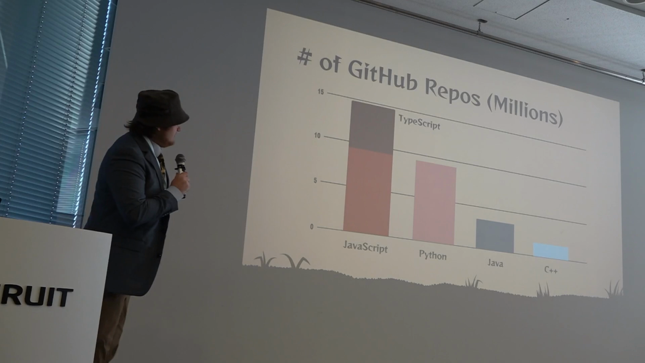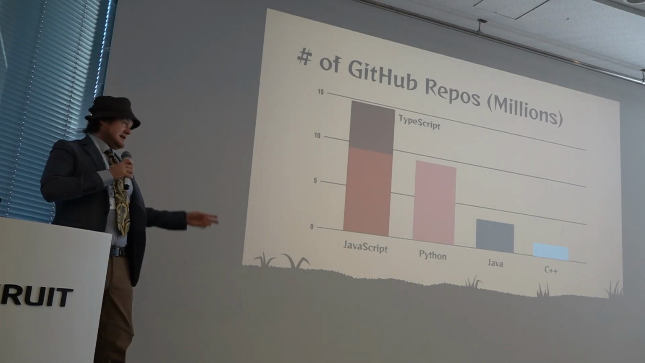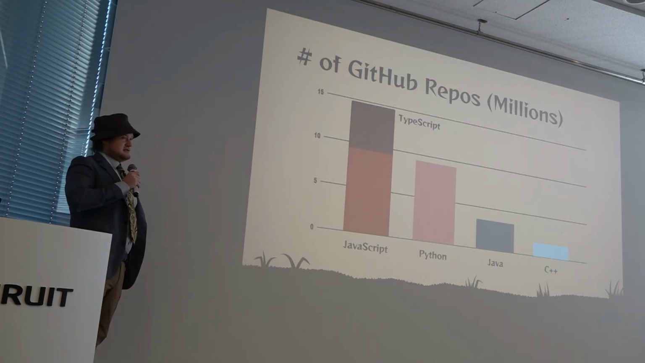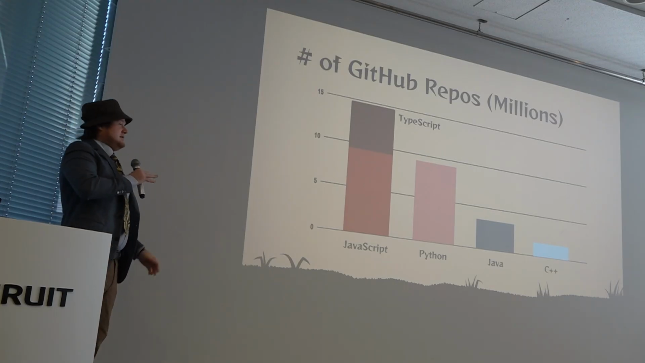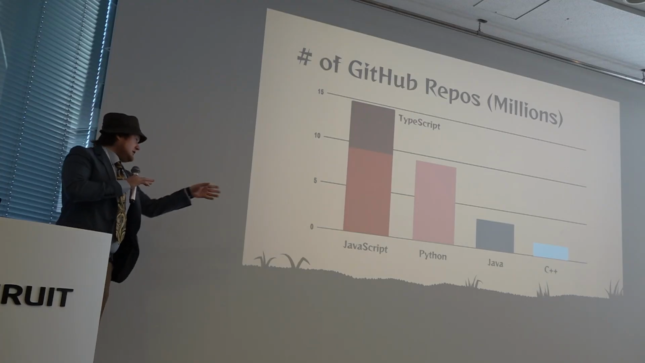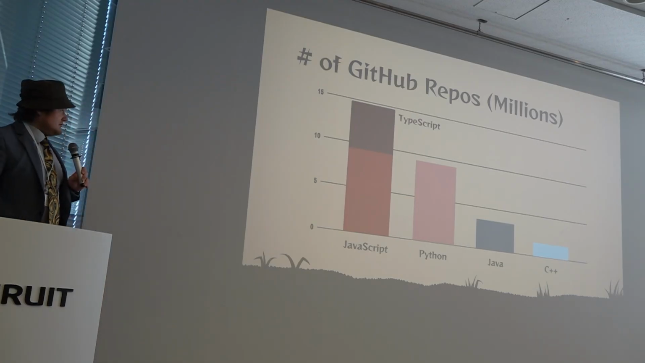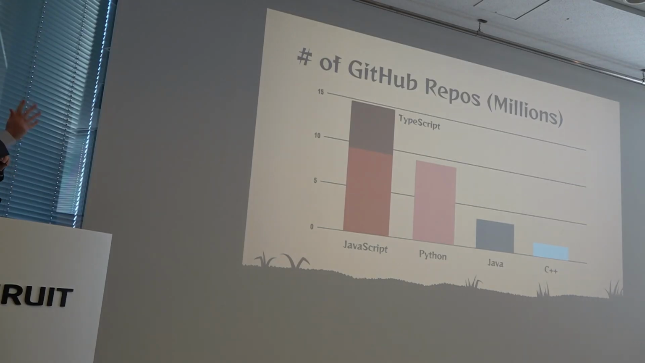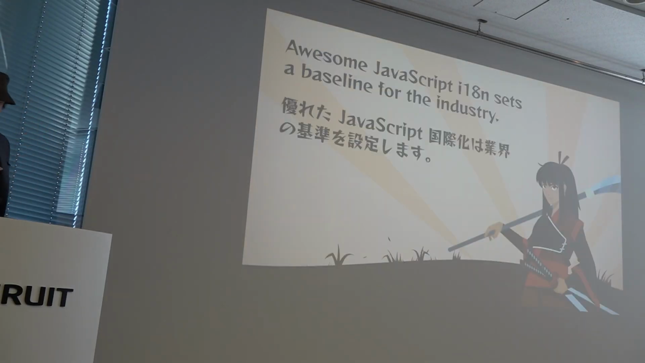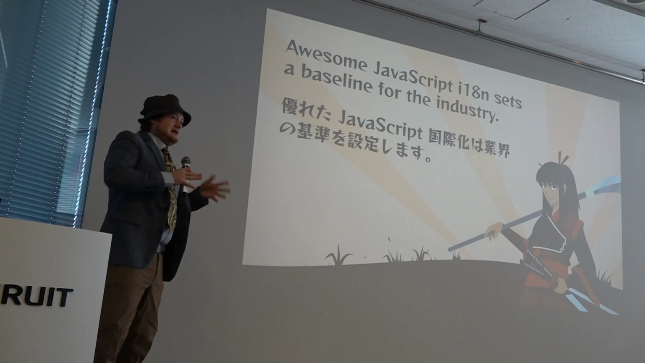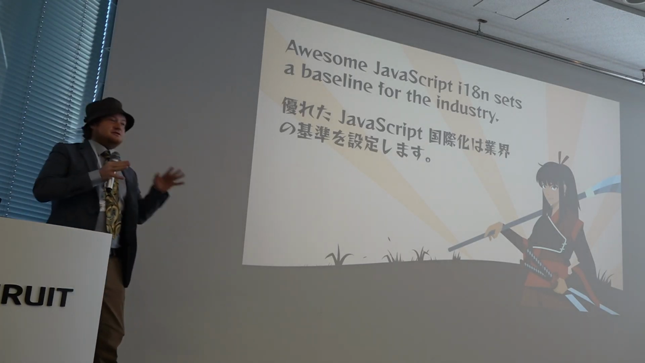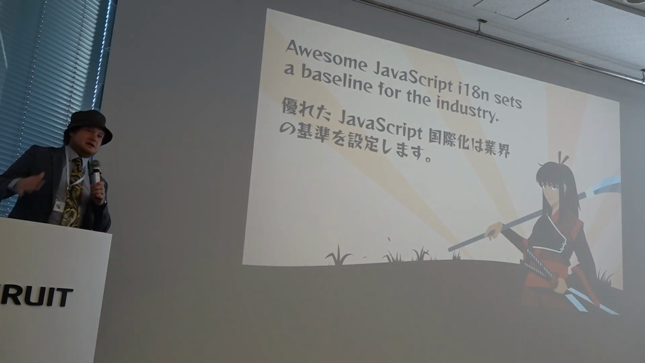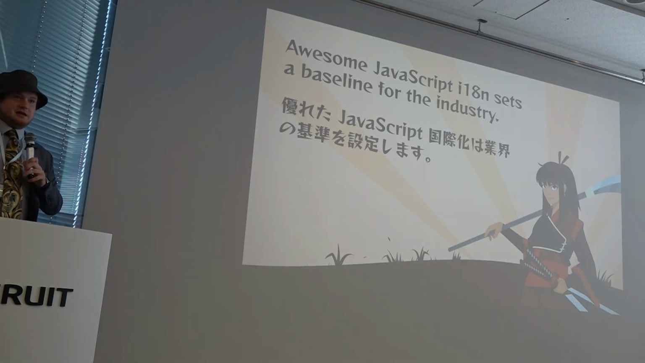This is a chart from the Octoverse survey that came out last month of the number of GitHub repositories in various different languages. JavaScript and TypeScript together remain the most widely used language on GitHub relative to some other popular languages that you may have heard of. So the fact that JavaScript is so widely used means that when we build awesome internationalization into JavaScript, we raise the bar for internationalization in the rest of the industry. So that's why we're so focused on making sure that JavaScript is a good language for building multilingual apps, for building apps that are focused on the global market and global users.